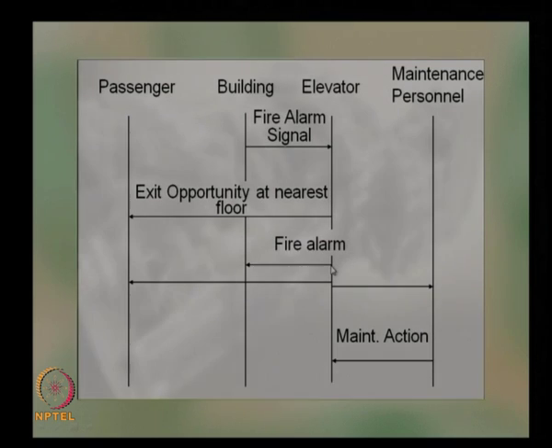That elevator will give a fire alarm so that nobody will use the elevator, and then maintenance personnel will come, and the same information will be sent to the maintenance personnel. They will take the action to reactivate the elevator once the fire hazard or the emergency situation is over. So, this is how that particular scenario works, and looking at this we should be able to identify what kind of requirements are to be provided in the system.